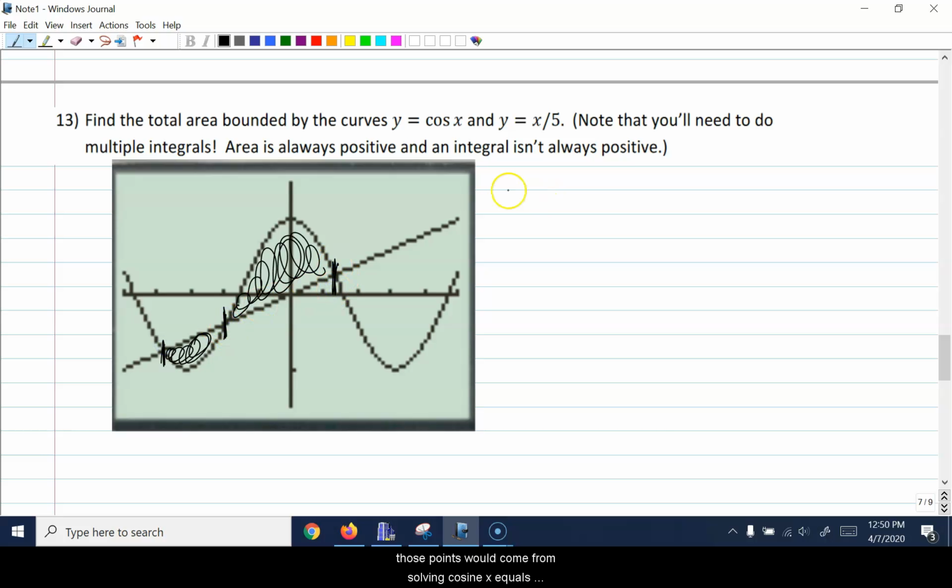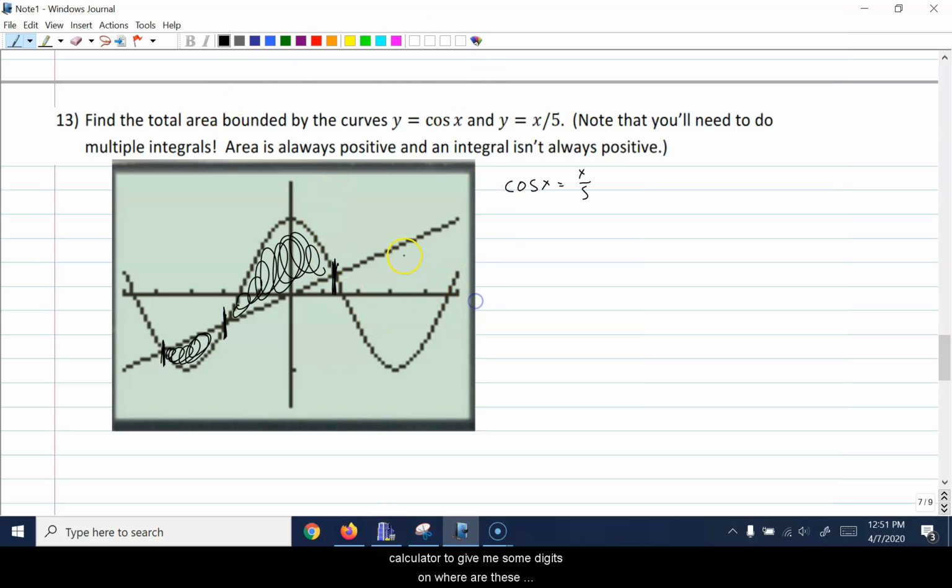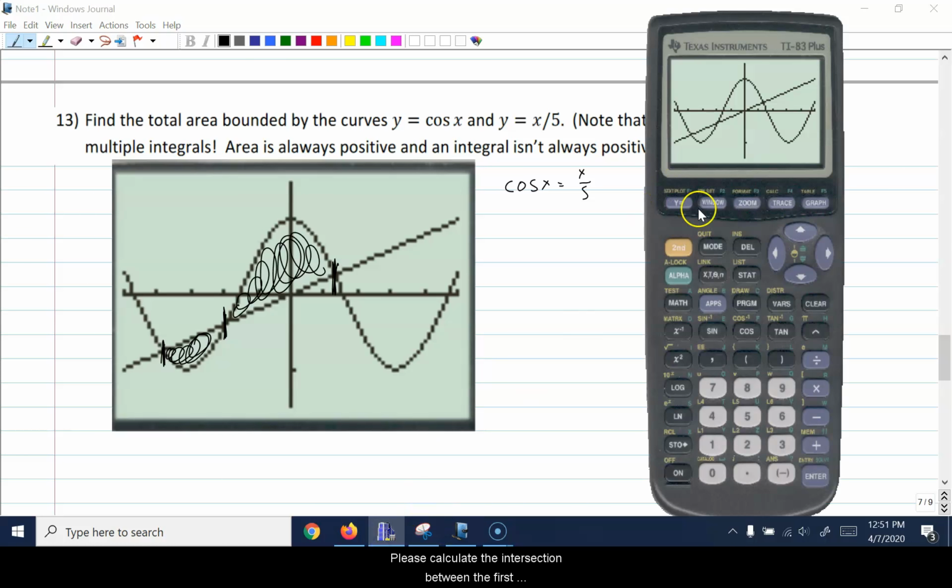Those points would come from solving cosine x equals x over 5. Don't try to solve that. That's not the type of equation we are good at solving. So I'm just going to get my calculator to give me some digits on where these points are. No, where'd my cursor go? Please calculate the intersection between the first curve and the second curve. I only have 2 curves, so it's going to give me the right thing.